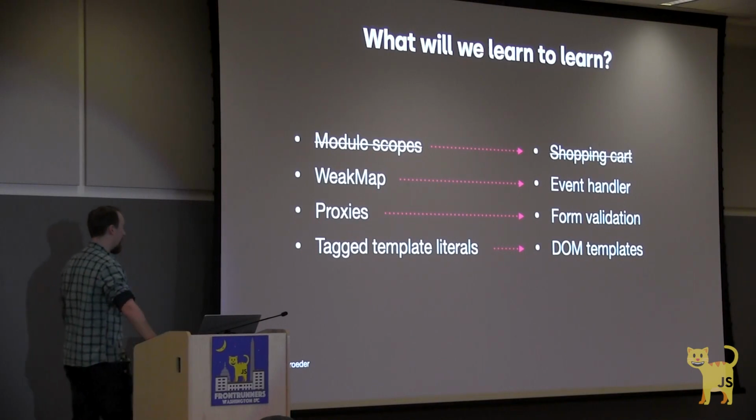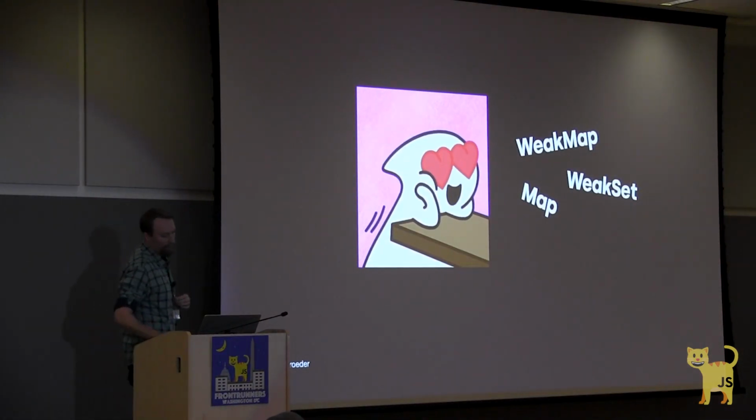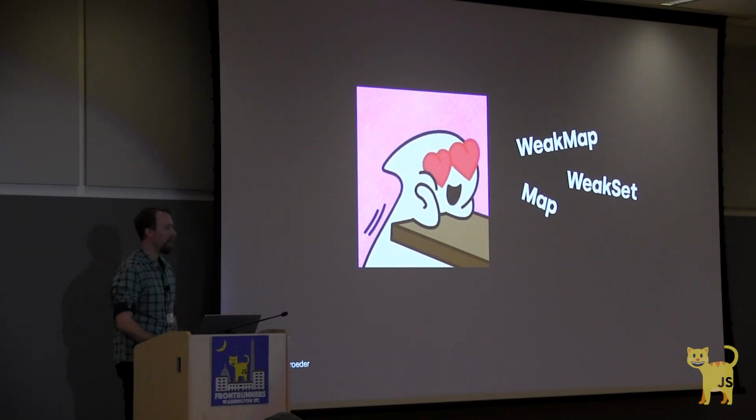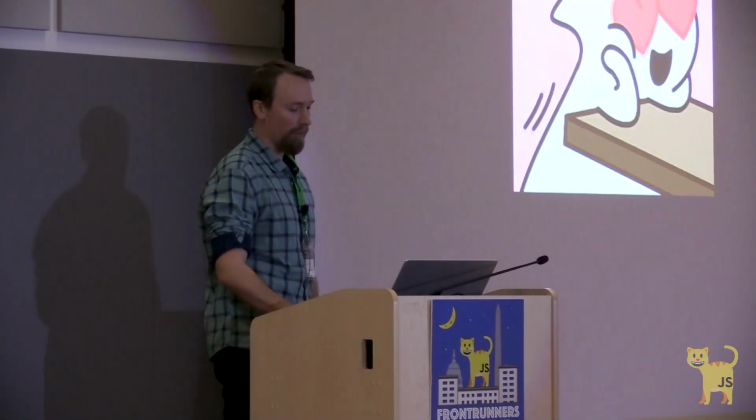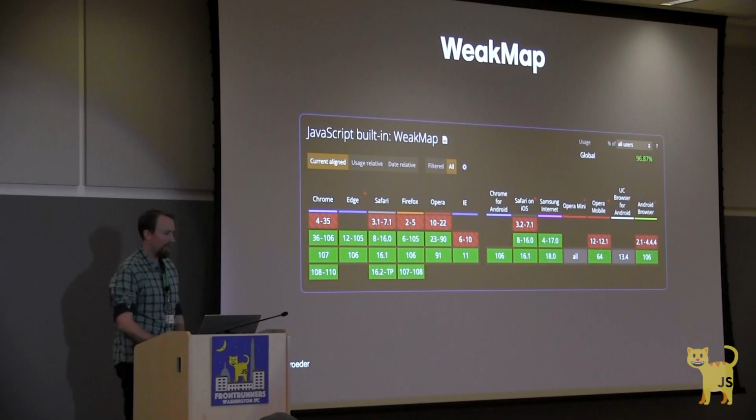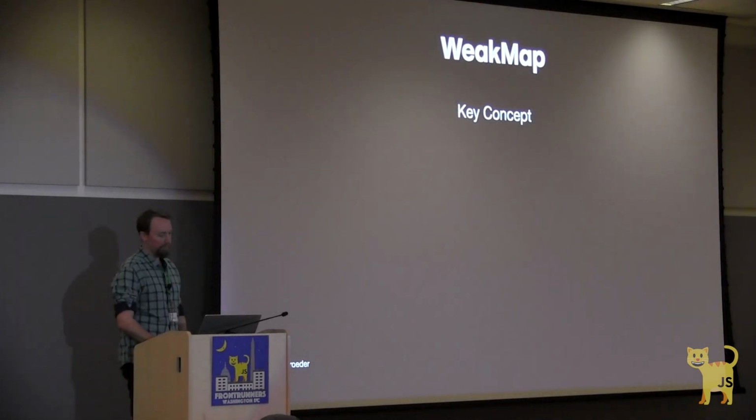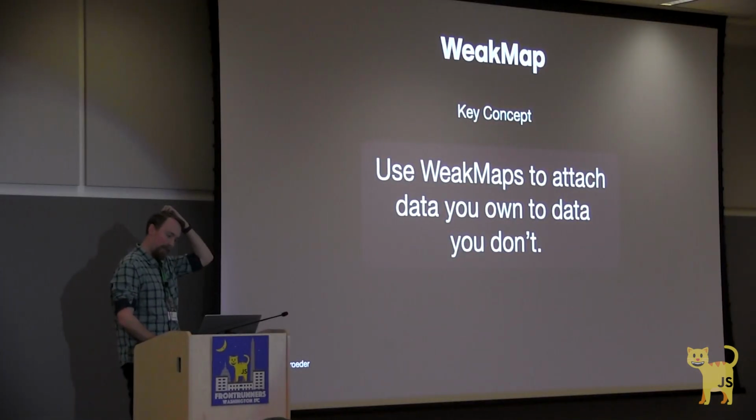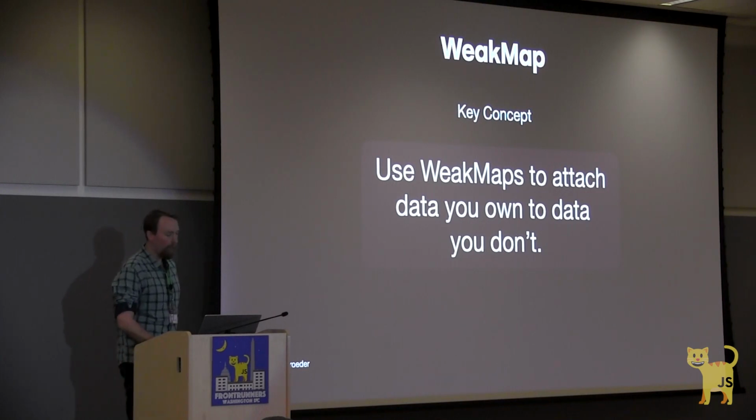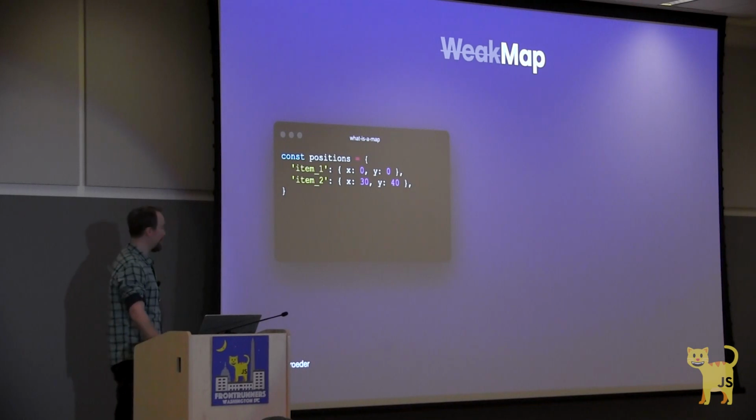Okay, weak maps. I love weak maps. I love weak everything. I love weak maps, weak sets, maps, sets in general. They're really incredible tools that are really underutilized. And can we use them? We absolutely can use them. They have incredible support today. Here's the key concept around these. You use weak maps to attach data you own to data you don't. Okay, what do I mean by that?